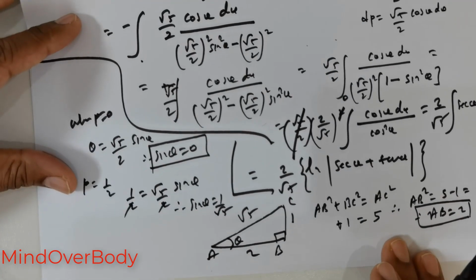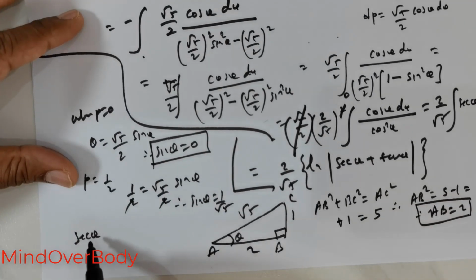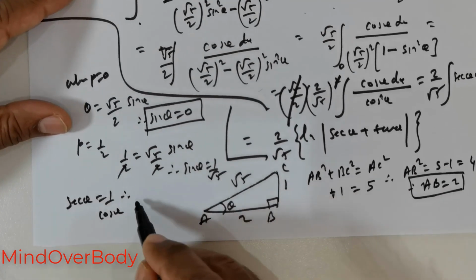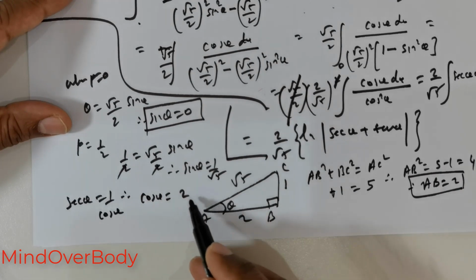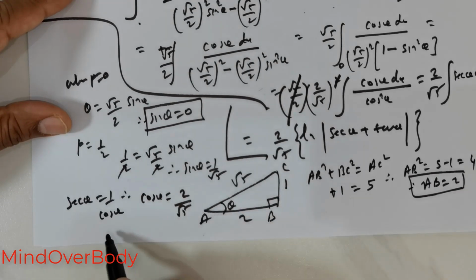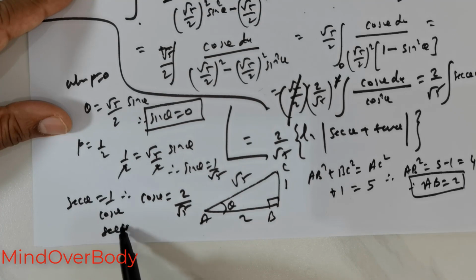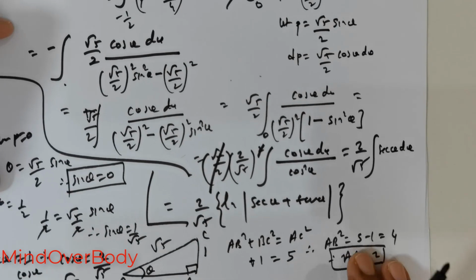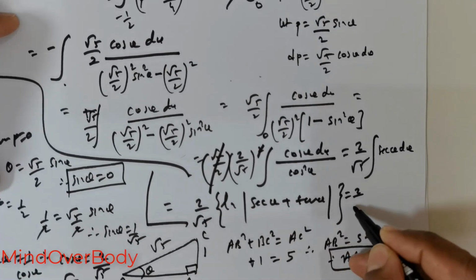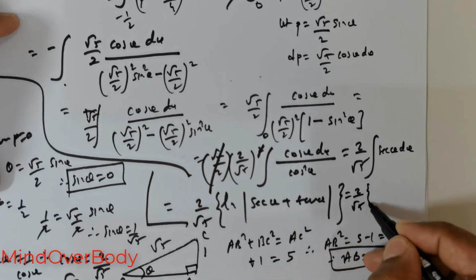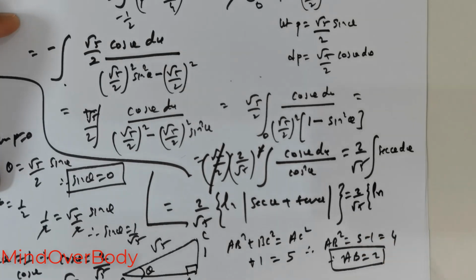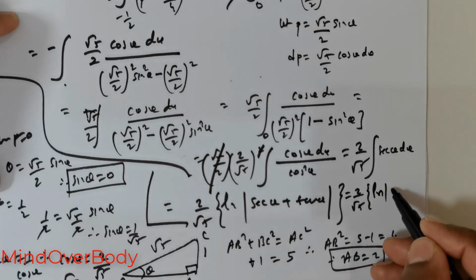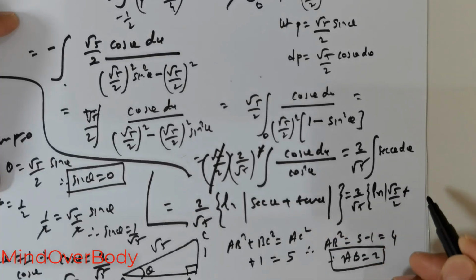So I've got AB. Now I need secant theta, right? Secant theta is 1 over cos theta. Therefore cos theta is 2 over root 5. Therefore secant theta is equal to root 5 over 2, right? So over here we can write 2 over root 5, ln, I don't have much space, so ln secant theta is root 5 over 2 plus tan theta.